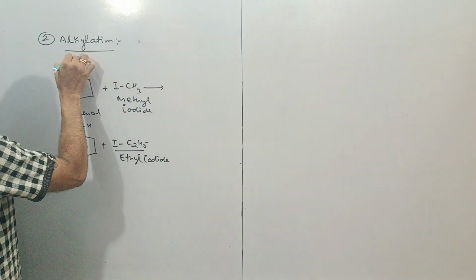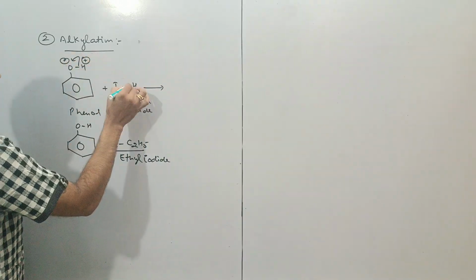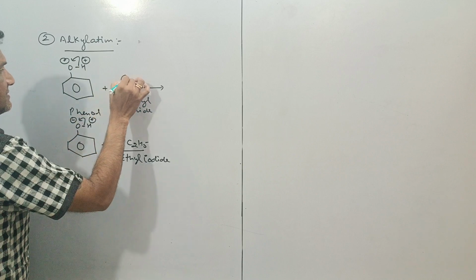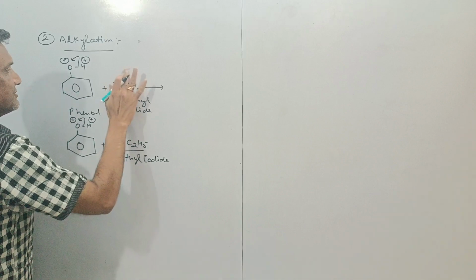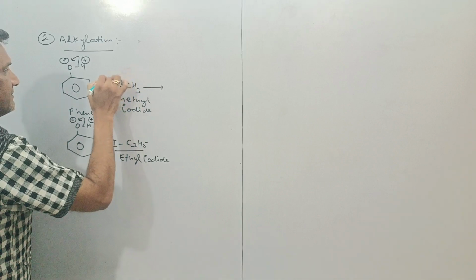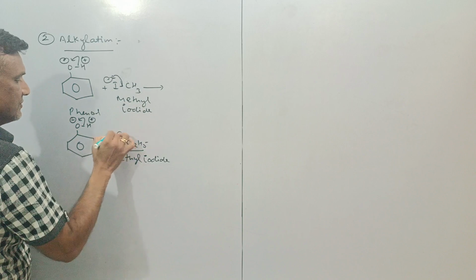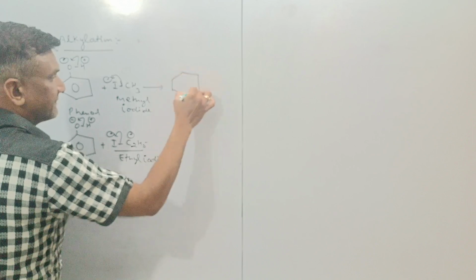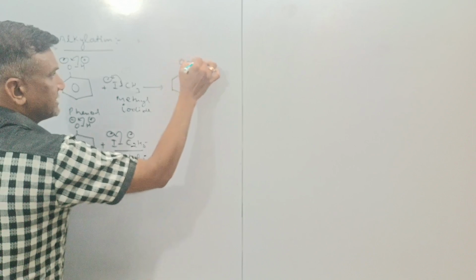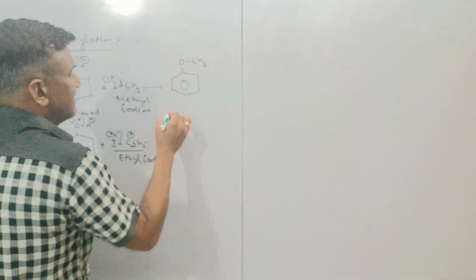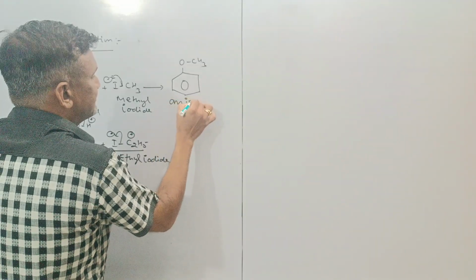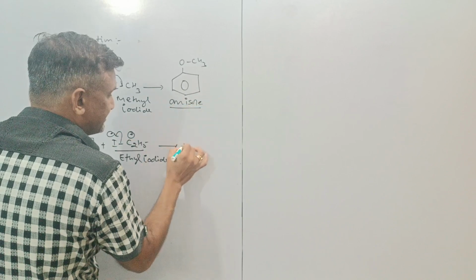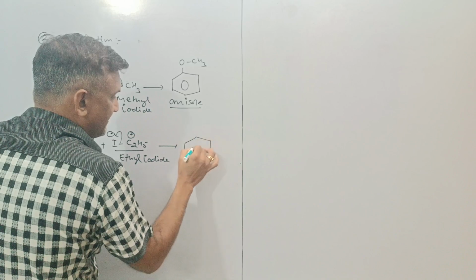There will be removal of H plus, as iodine is more electronegative. So here there will be formation of an aromatic ether, OCH3, called methoxybenzene, and its common name is anisole. Anisole.